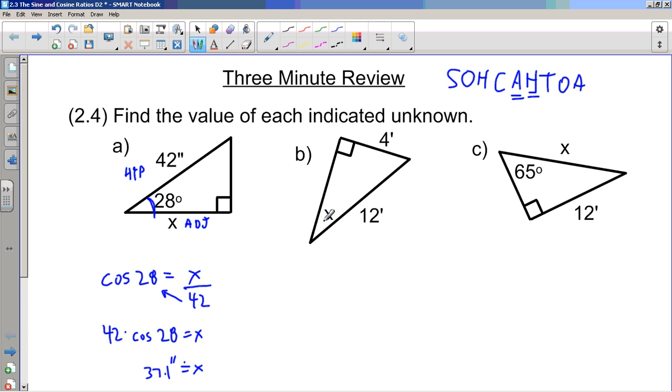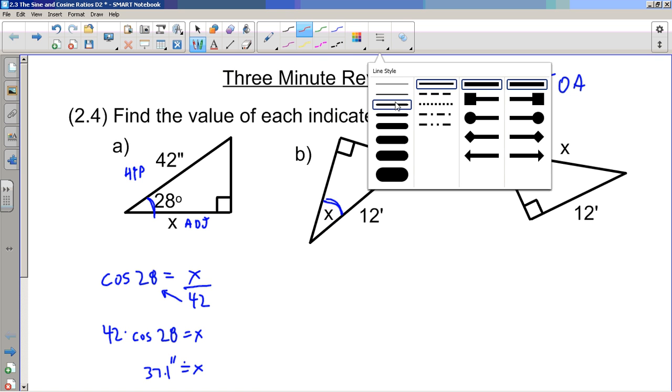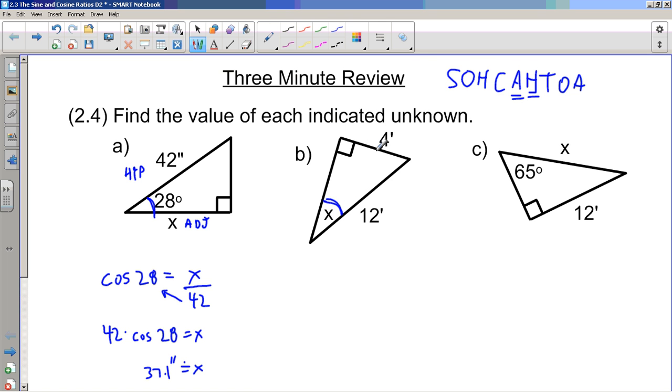Indicated unknown in this one, well, it's an angle this time, but still it's the same problem. I want to write down a ratio, one of the sine, cos, or tan. From this angle, this is the hypotenuse here, right? Always across from the 90-degree angle. This is the opposite side because it's not the one that's next to, right? Opposite through the triangle. Sine of x is equal to opposite over hypotenuse. Sine is opposite over hypotenuse, and then I can write that one down.